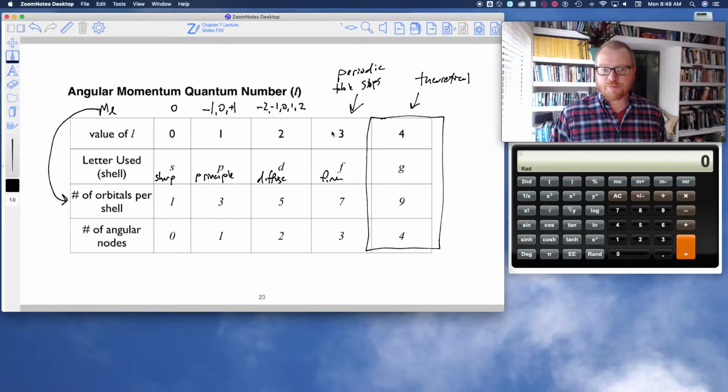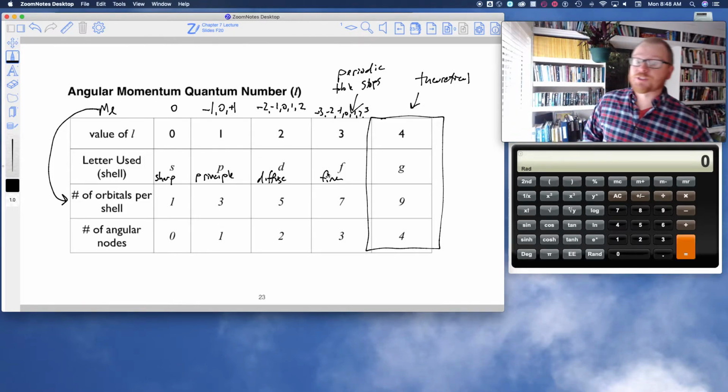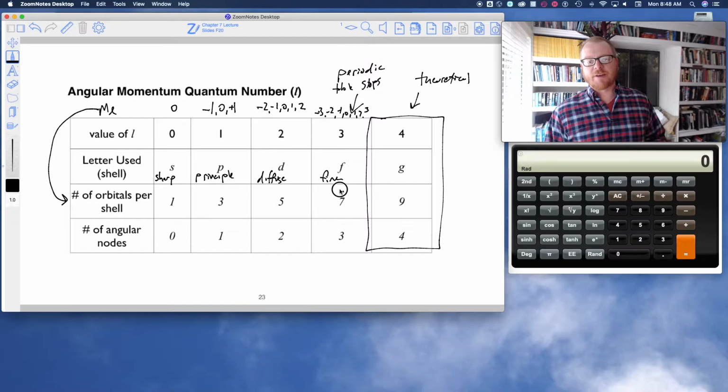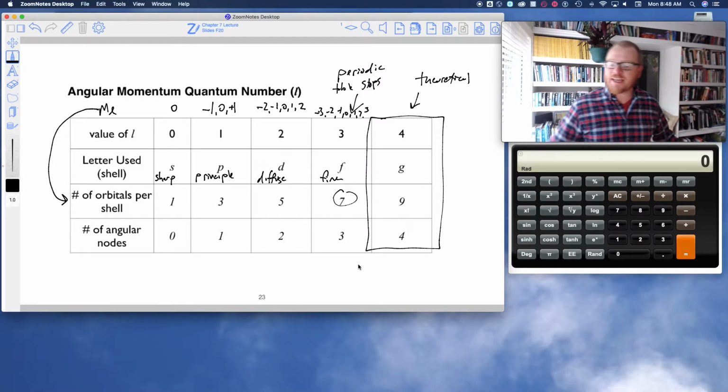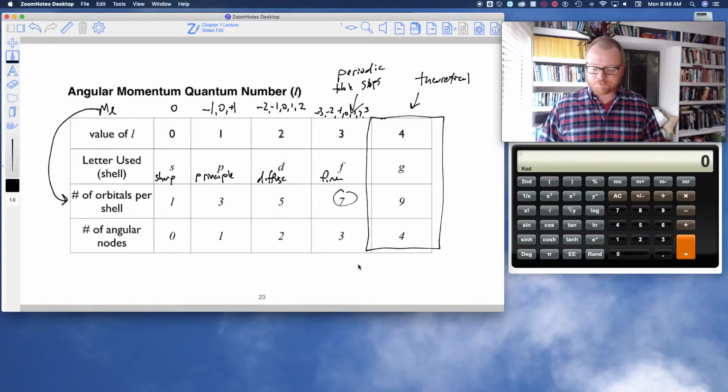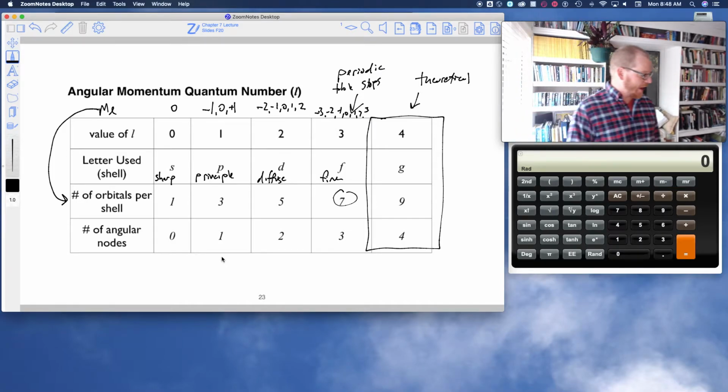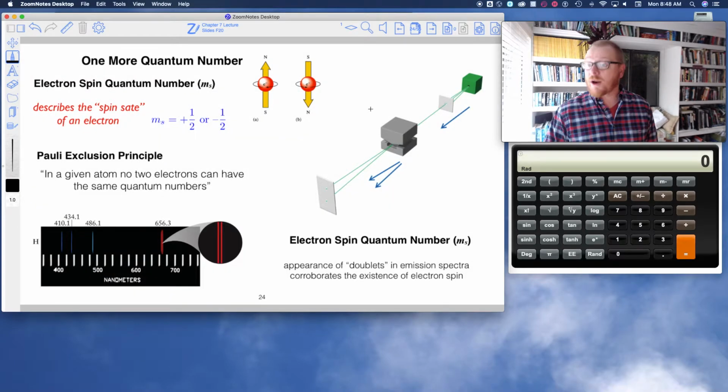And then finally, you might have guessed this, when L is 3, -3, -2, -1, 0, 1, 2, 3. I know that's hard to read, but that is 7 numbers. 7 ML numbers giving me 7 F orbitals per shell. And I'm going to describe what all of these things mean soon, okay? For now, we're just establishing the rules of these numbers, and I'm going to show you where all of these numbers manifest momentarily, okay? And so there is one last quantum number we need.